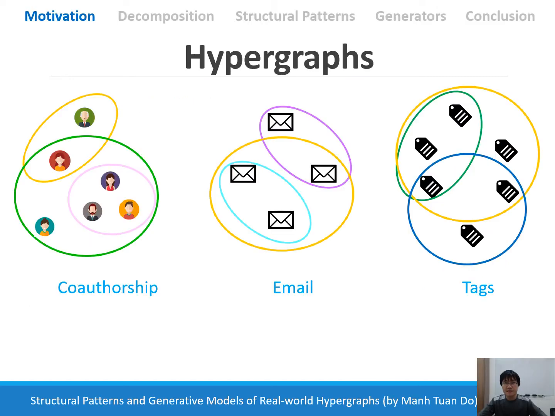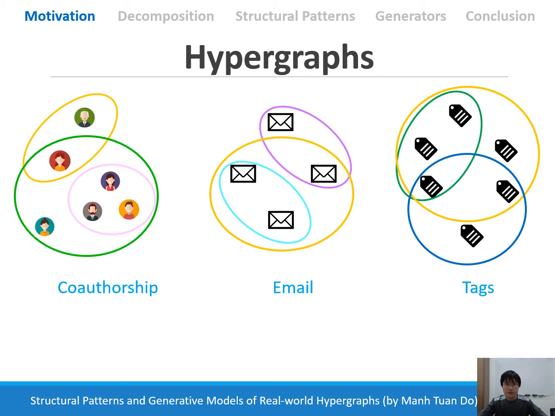Hypergraph is an extension of graph, in which each hyperedge may contain an arbitrary number of nodes. Hypergraph can be used to model various types of interactions that we encounter in real life. For example, if a node is a researcher, then a paper publication can be regarded as a hyperedge because that publication is a result of the collaboration of several researchers.